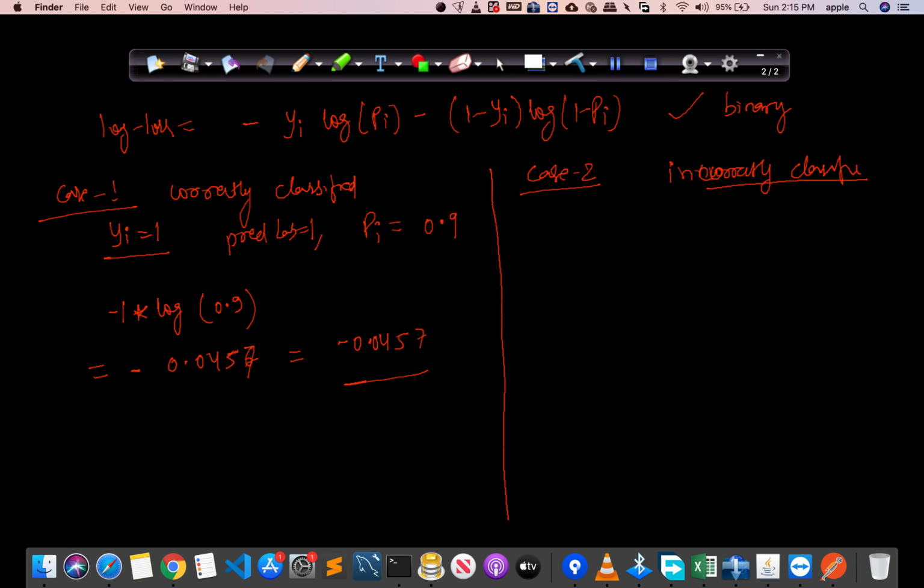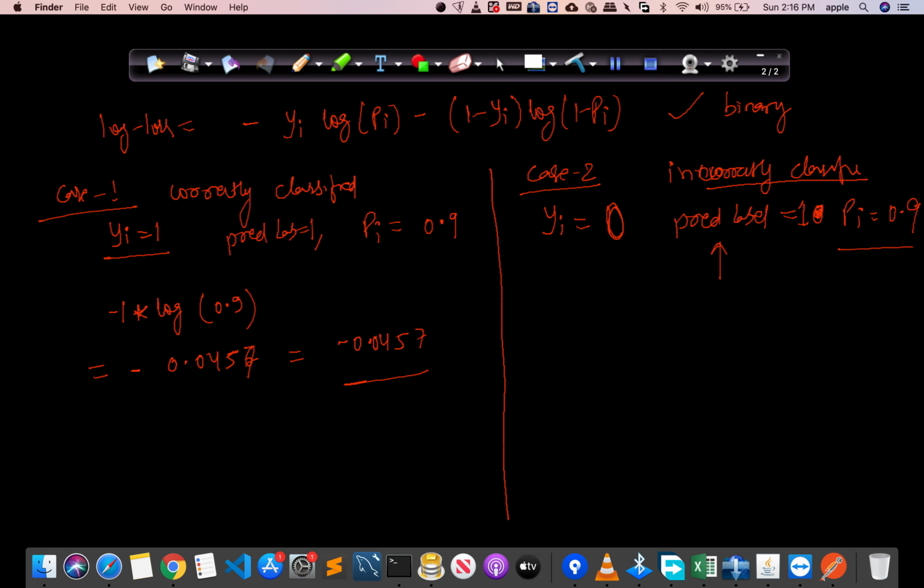Now just see the other case where the point was incorrectly classified. Suppose for example, the actual y_i was 1 and the predicted label is 0, and suppose p_i is 0.9. Suppose the probability is very high, but the predicted label that we got was 0. So what will happen is, sorry, this is 0 and this is 1. So the actual label is 0 and what we are predicting is 1.